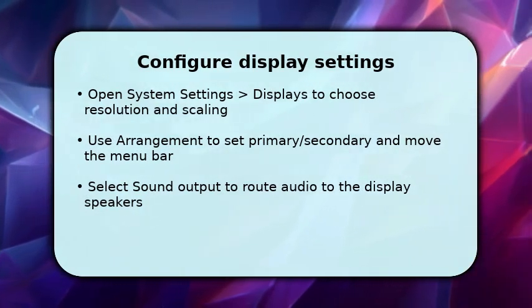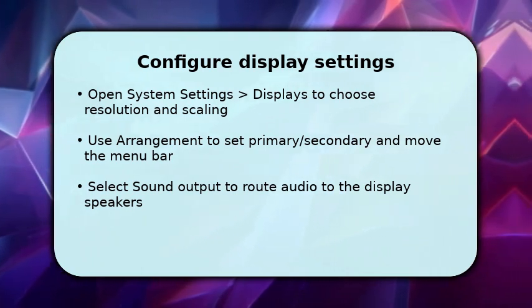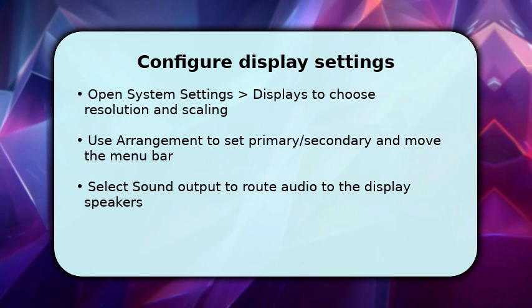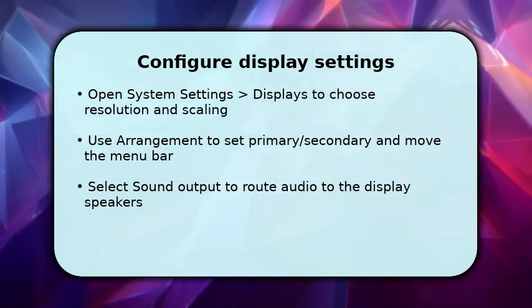Open System Settings and go to Displays so you can pick the native resolution or a scaled option that balances sharpness and readable text. Choosing the native resolution gives the best clarity.